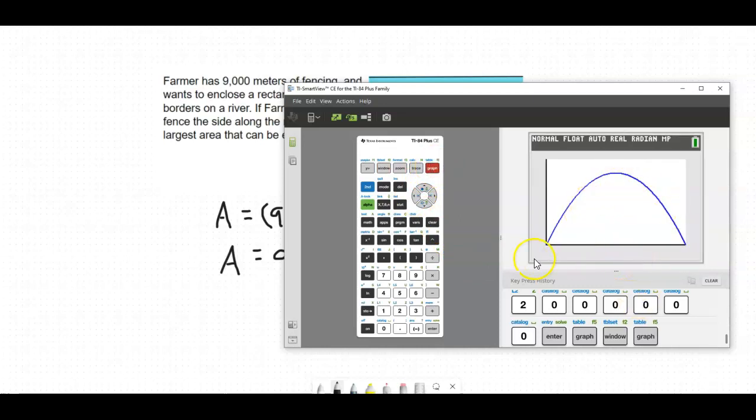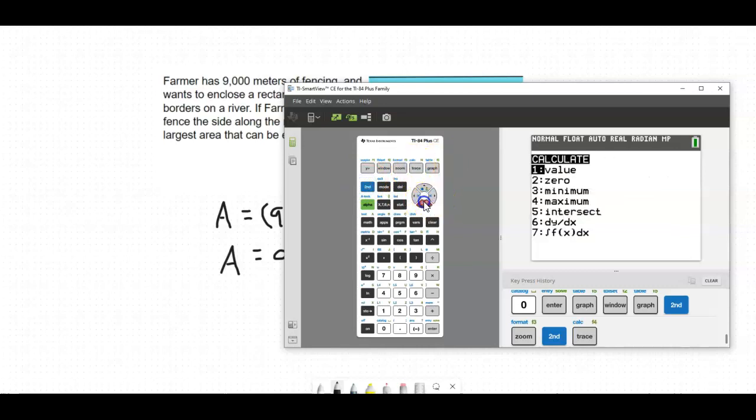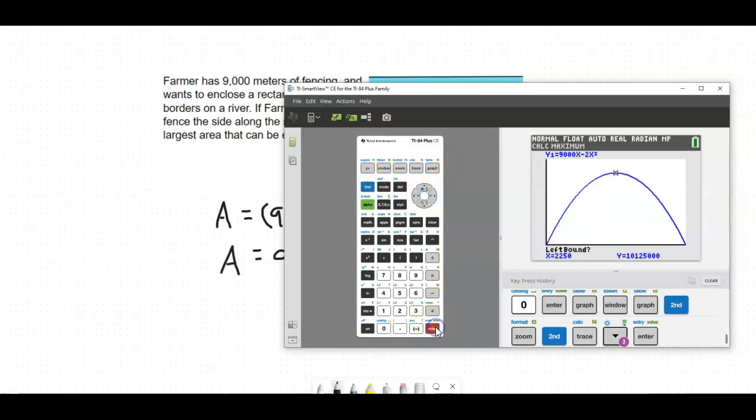So at this point, we just want to find where the maximum value is. And that's going to do second zoom. Oops, excuse me. Second trace. Go to the maximum function. We need a left bound, so go somewhere to the left of that maximum. A right bound, so go somewhere to the right of that maximum. And enter. And here it is.